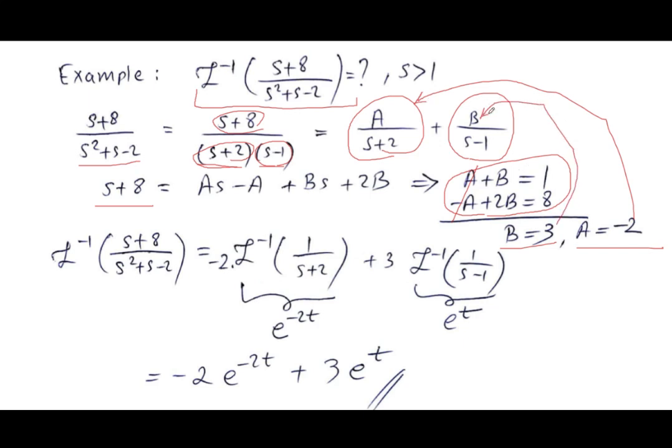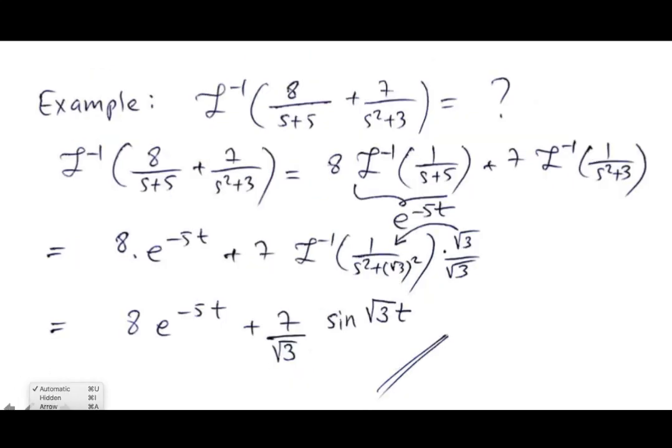And that gives us minus 2 times, we have minus 2 here from A, inverse Laplace transform of 1 over s plus 2, plus we have here 3, times the inverse Laplace transform of 1 over s minus 1. And we know that this is given in terms of exponential t, and this is given in terms of exponential minus 2t. So now just combining the result, we can write down the final solution for this problem.